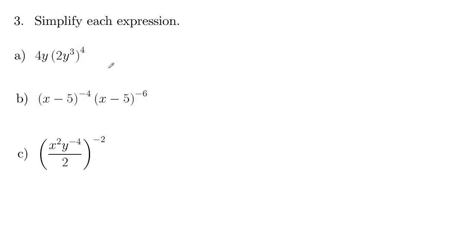So we are simplifying some exponential expressions here in problem 3. Here we have a product inside to a power. When you have a product to a power, you take the power on each part of the product. So you've got that 4y out in front, and then we'll do 2 to the 4th power, and then times y cubed to the 4th power.